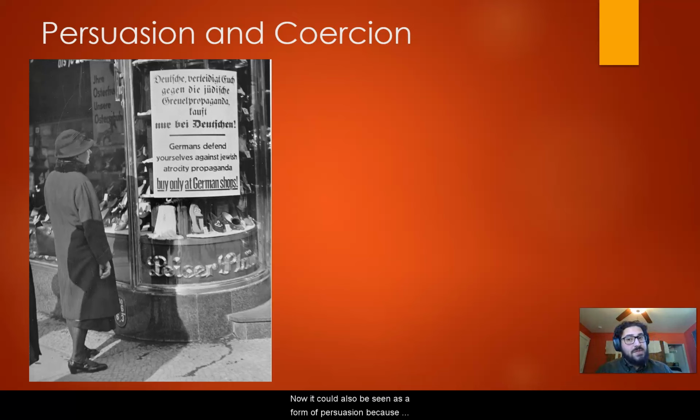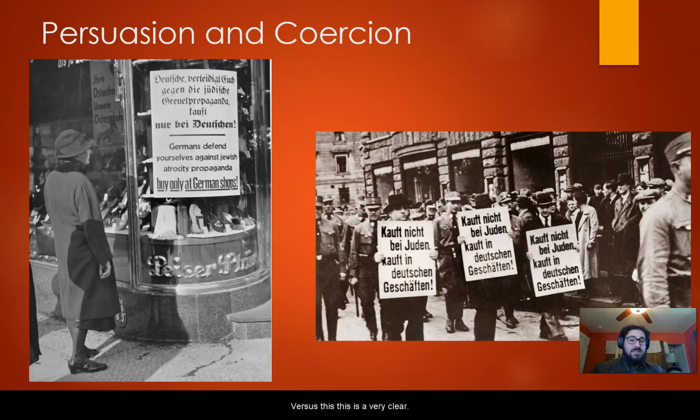Now, it can also be seen as a form of persuasion. Because notice how they're not putting their name on it. Notice how they're not attacking a particular person individually. It's, we're going to put this message up, and whoever receives it, receives it. Versus this, right? This is a very clear coercion and persuasion.